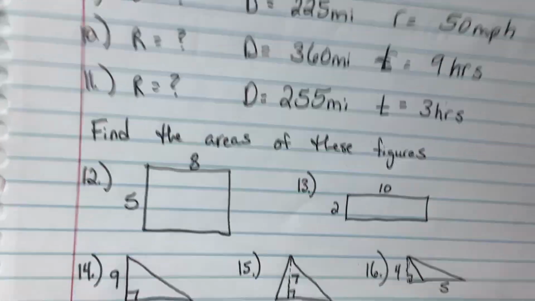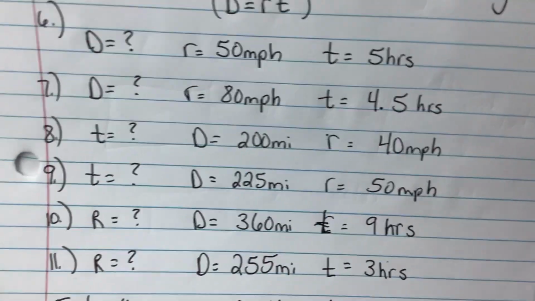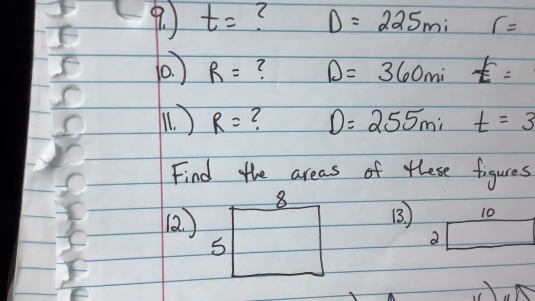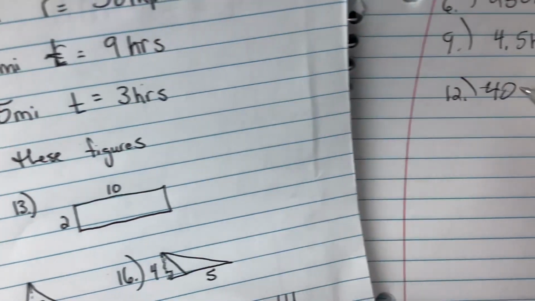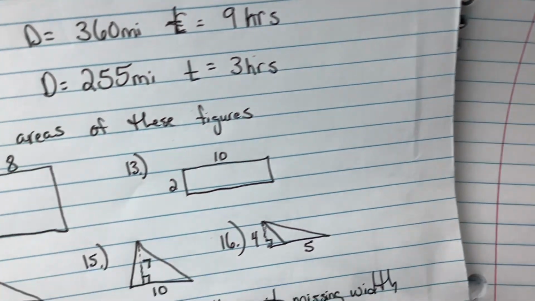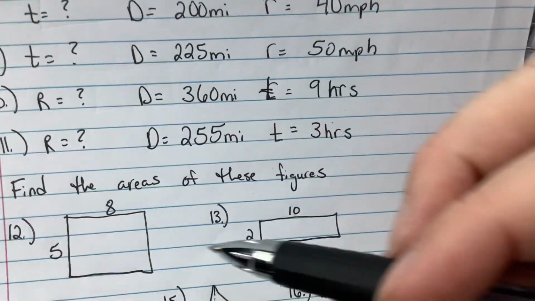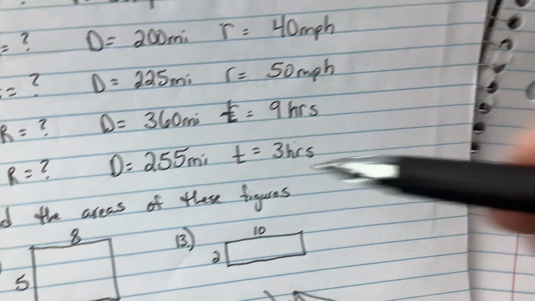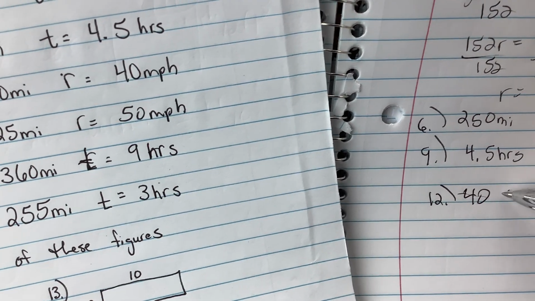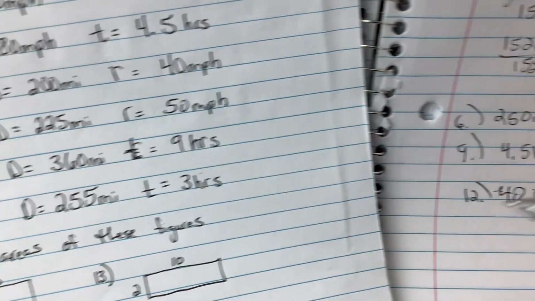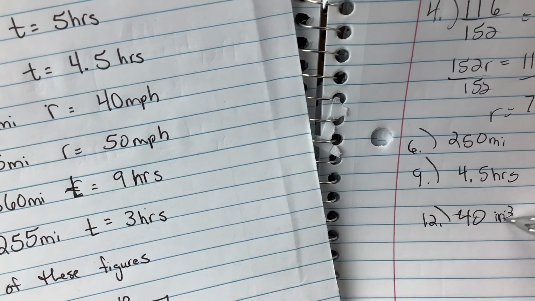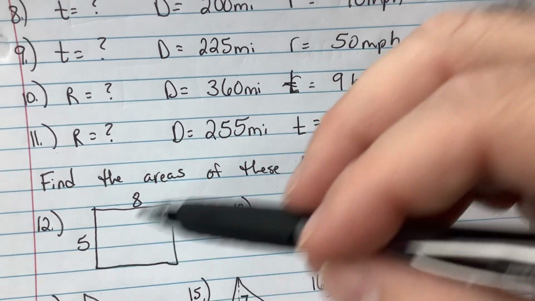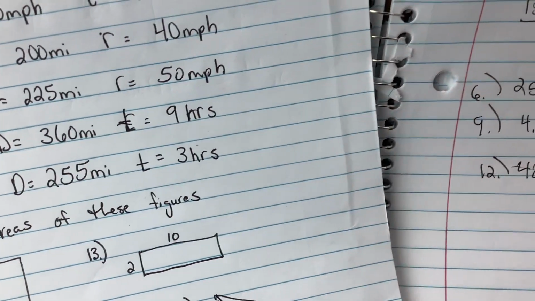And then the area ones, you are just finding the area. If it's a rectangle, you're just taking length times width. So length times width, 5 times 8, which is 40. Now don't put a square on the 40. 40 squared is not the answer. If this had been feet or inches, that's where you put the squares, like 40 inches squared. But because I didn't put a measurement on there, you just need to put the number. So it's just 8 times 5, which is 40. This one's 2 times 10, which is 20.